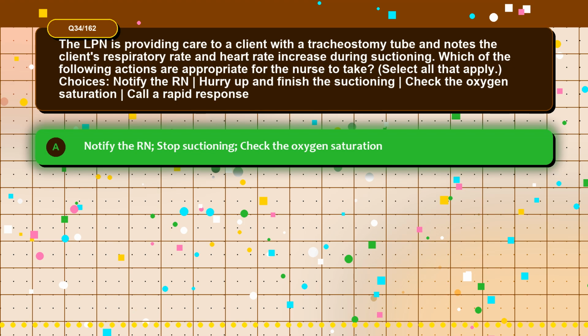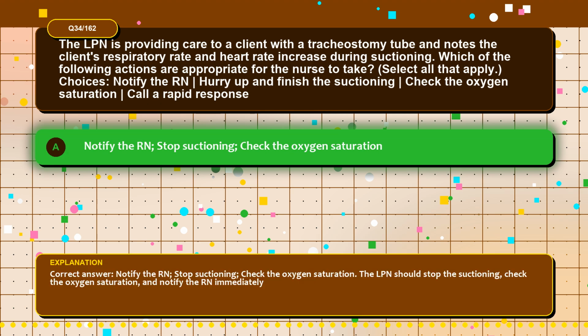The correct answer is option A. Notify the RN, stop suctioning, check the oxygen saturation. Correct answer. The LPN should stop the suctioning, check the oxygen saturation and notify the RN immediately.